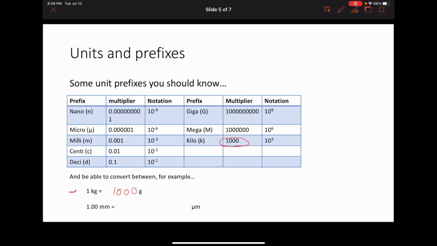Now, if we had 1 millimeter and we wanted to know what that was in micrometers. Okay, so here's a little trickier because we're not using the base unit of grams to kilo. So we have milli and micro, and there are 1,000 micrometers. So 10 to the minus 6 times 1,000 is equal to 10 to the minus 3. So that means 1 millimeter is the same thing as 1,000 micrometers.